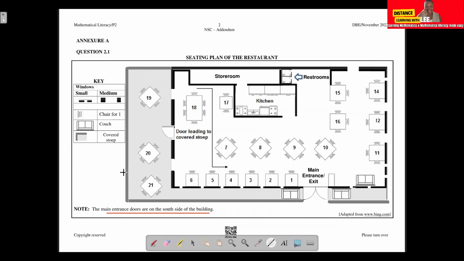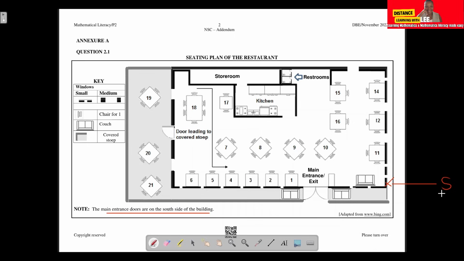Okay, so where is the main entrance door? We said, oh, there's our main entrance door, right? Meaning that this is the south side of the building. Okay, so I'm just going to put an S there so we don't forget. Okay, this basically means that here, that is the south side of the building.